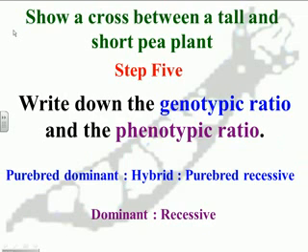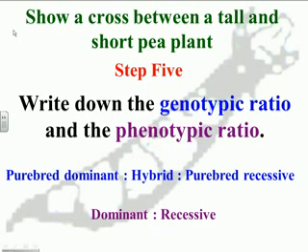Now we have one other thing we have to cover. What's the next thing on the list? The probability, the average of each of those. So that's step 5, right? So let's look at step 5. Okay, let's say it together. Step 5: write down the genotypic ratio and the phenotypic ratio.